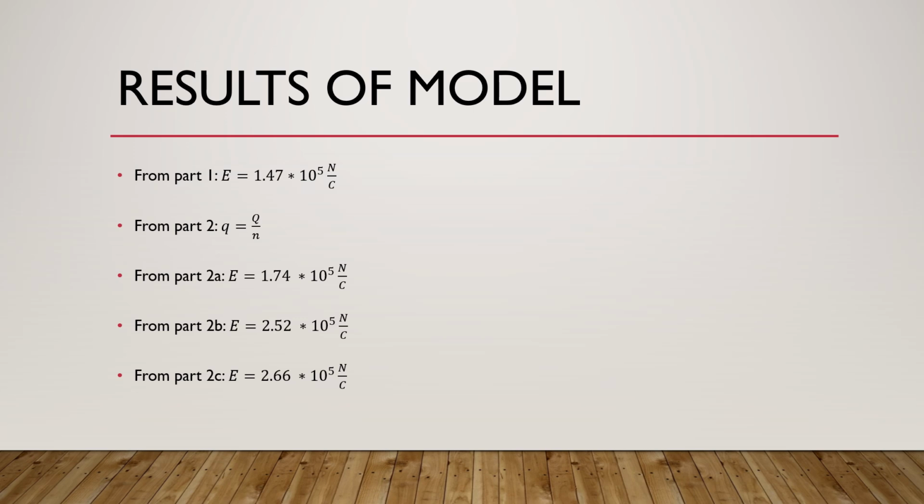For part 2A, 2B, and 2C, we were just to do the same thing that we did for part 1, which was find the strength of the electric field at a certain distance away from different point charges. For part 2A, there were 2 point charges. Part 2B was 3 point charges, and 2C was 4 point charges. And to get the answer, you would just sum up all of the individual contributions, and that would be your answer for E.